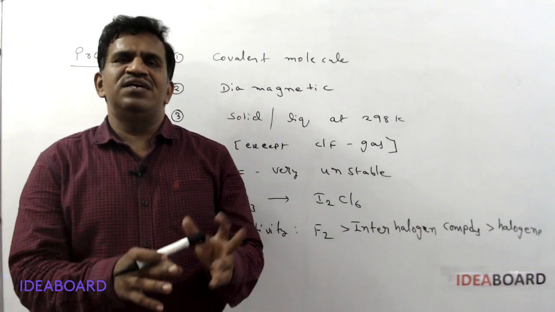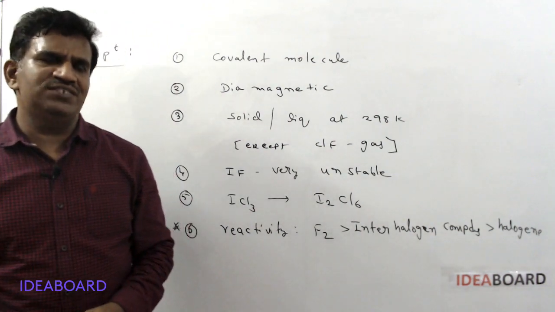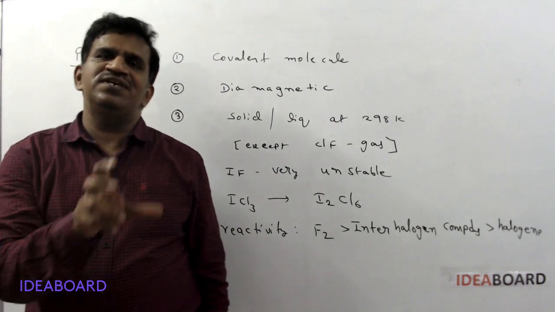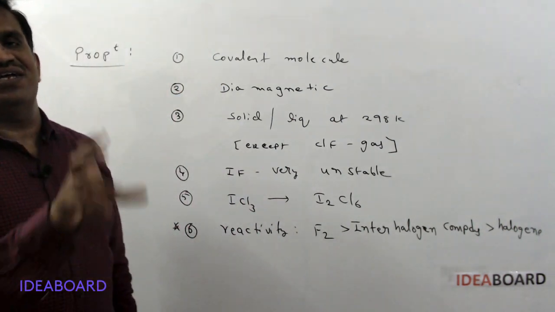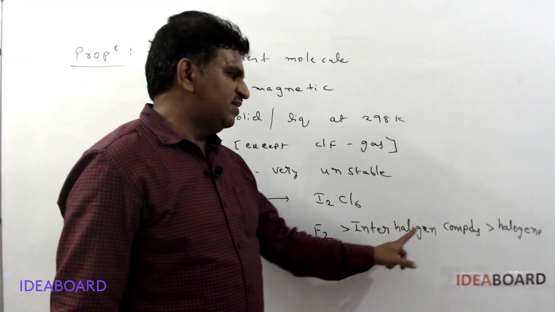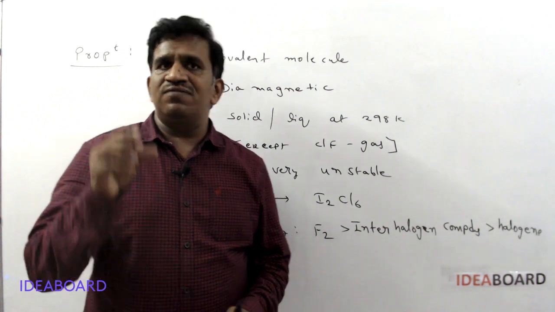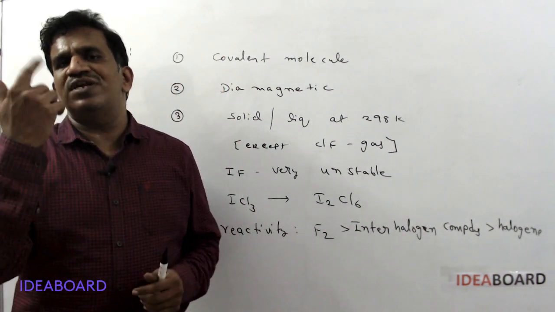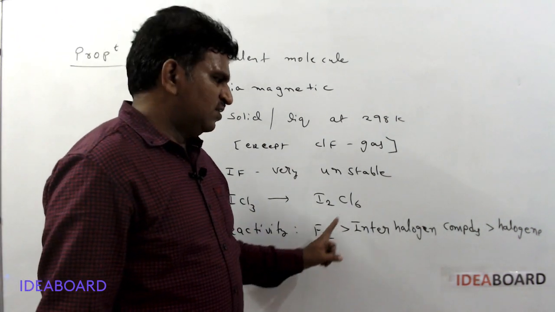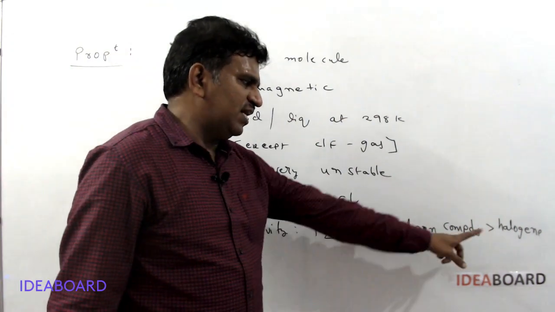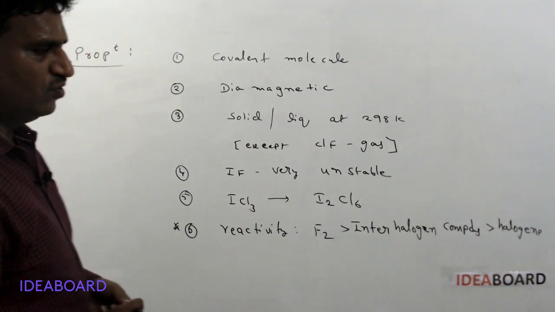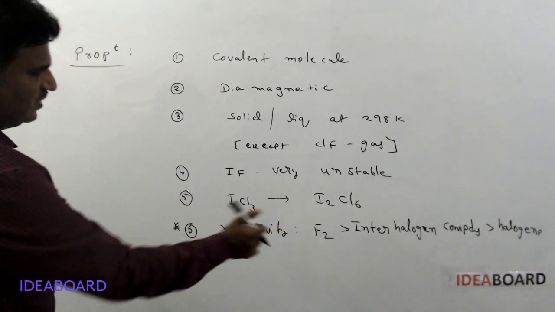Generally, interhalogen compounds are always more reactive than halogens. But if they specifically mention fluorine and interhalogen compounds, always remember fluorine is more reactive than interhalogen compounds because of its small size and more interelectronic repulsion. After interhalogen compounds, halogens are more reactive. That is the reactivity order.